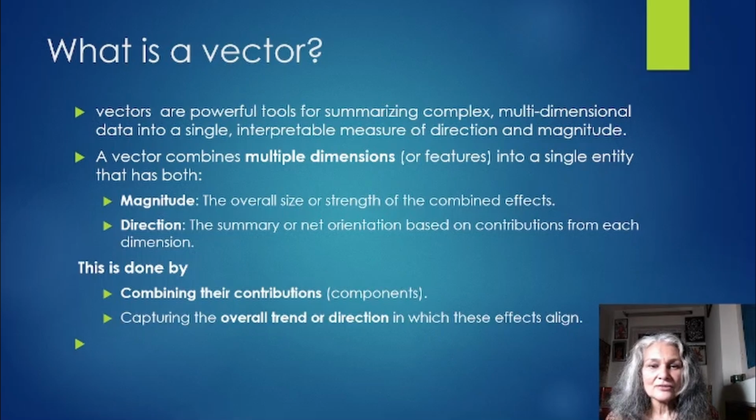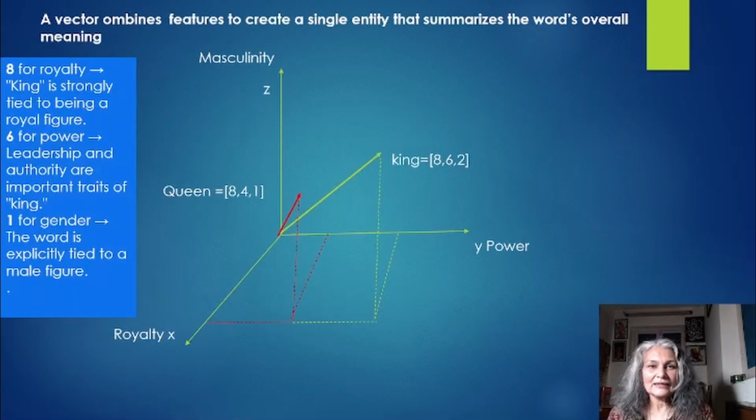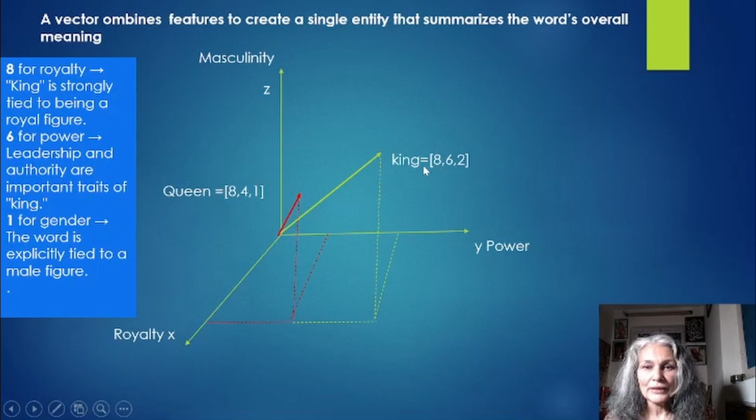All right, now let's try and understand this a little more practically with an example. Let's go back to the king and queen example, and we have three dimensions. We have royalty on the x, power on the y, and masculinity on the z axis. Now the word king would have a vector such as this, which is 8, 6, and 2. That means king is doing very well on the royalty axis because obviously kings are royal, hence the number 8.